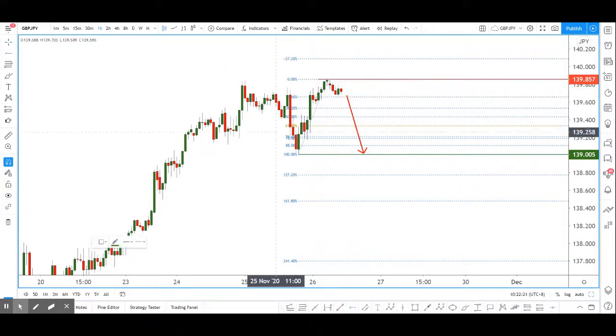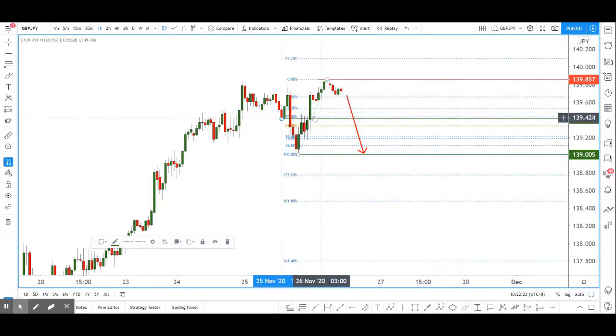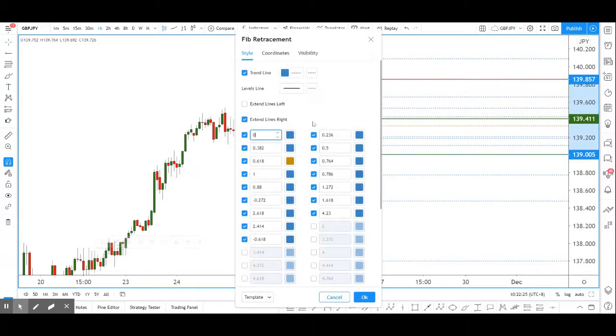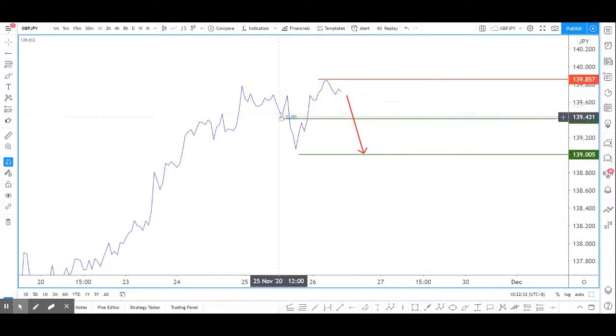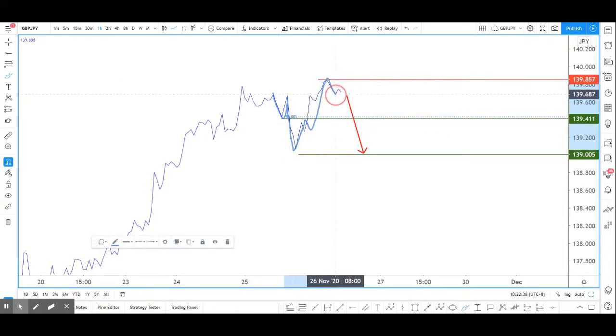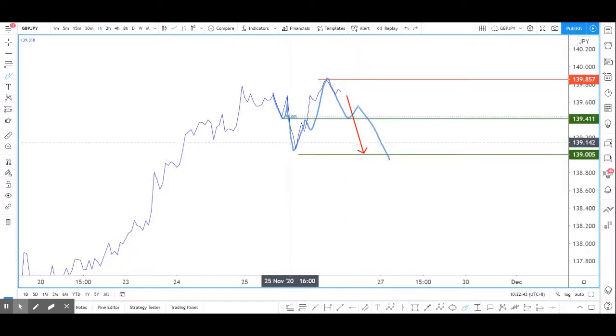Let me just draw that level in. There is a level over here, and I'm going to highlight the 50% Fibonacci retracement level. In line chart, we see that price tested this area as a support, broke below, came back up, tested it as resistance, broke above, and price should come back down to test it as support one more time before making a push lower.